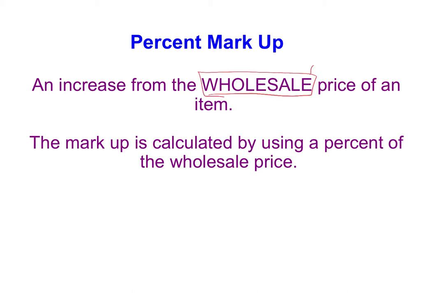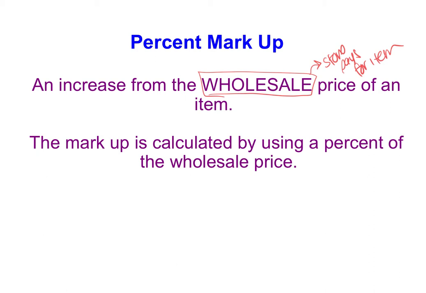If you don't know what a wholesale price is, the wholesale price is what the store pays for the item. So it's the price that they start with, that they purchased it for. And what happens in stores is they mark up the price so that they can make a profit as they sell that item to a customer like us. Now, the markup is calculated by using a percent of the wholesale price.